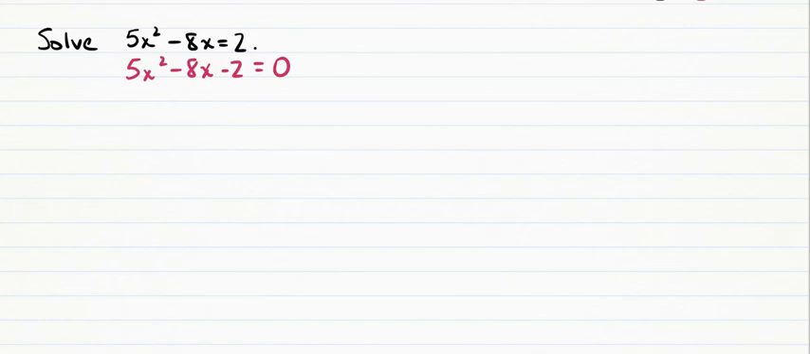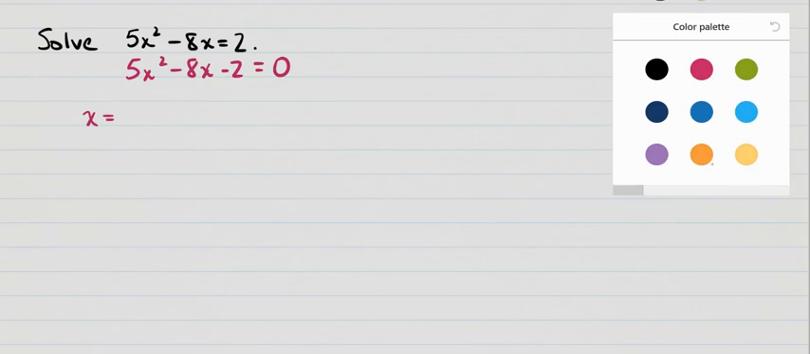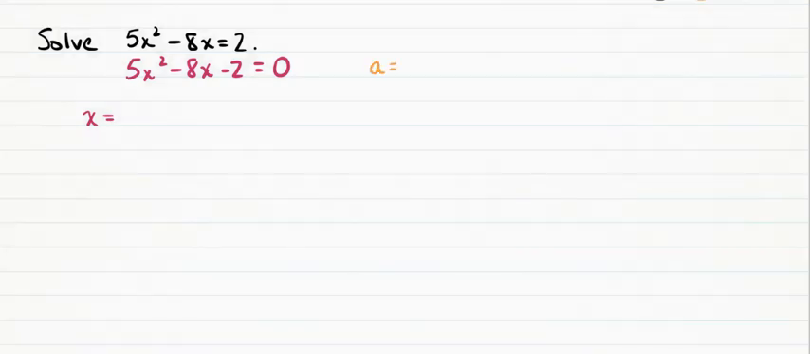Then on the left-hand side, we can do a quick check to see if this is factorable or not. In this case, we would need two numbers that multiply to negative 10 and add to negative 8. And we cannot find integers that fit that description. So this is not factorable, and so we will use the quadratic formula to solve for the values of x. Here we want to identify what a, b, and c are. In this case, a is 5, that's the coefficient of x squared. b is negative 8, and c is negative 2, the constant.